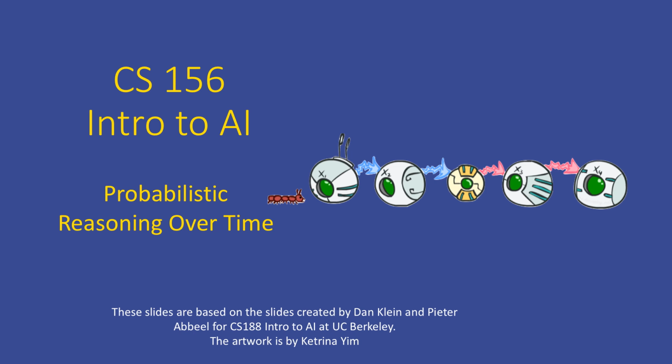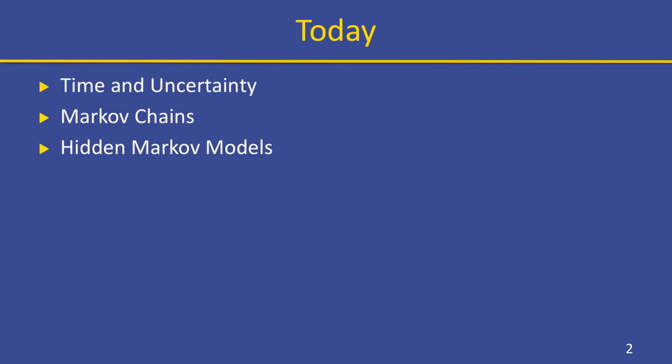Welcome back, everyone. Our topic today is probabilistic reasoning over time. We'll start by introducing time into our current BayesNet models. Then we'll talk about two specific types of BayesNets that allow us to deal with time. We'll talk about Markov chains and we'll introduce hidden Markov models.